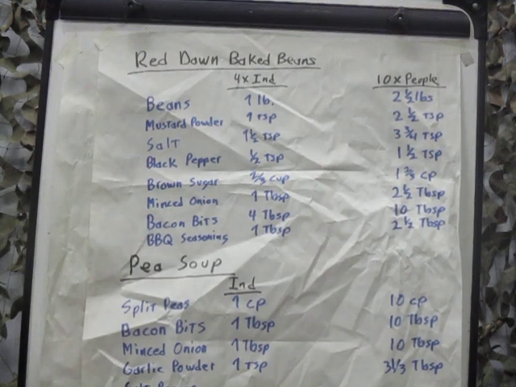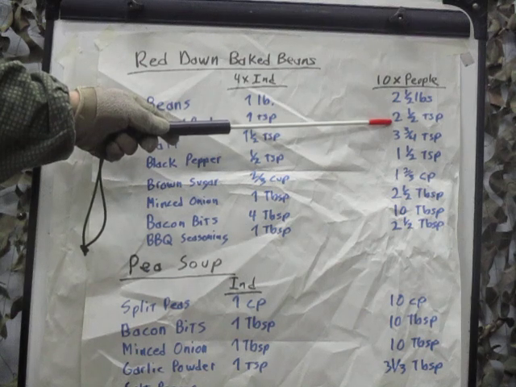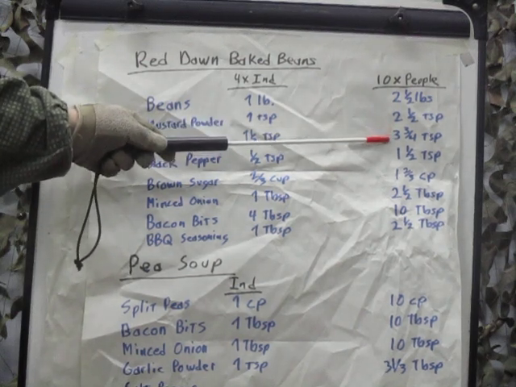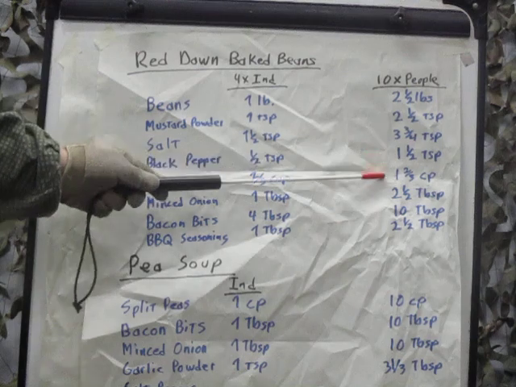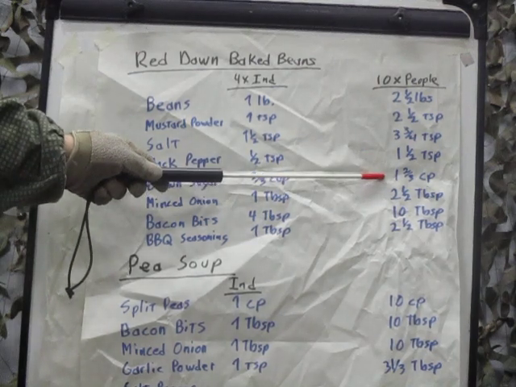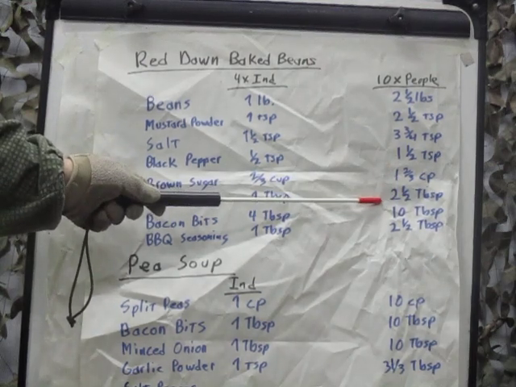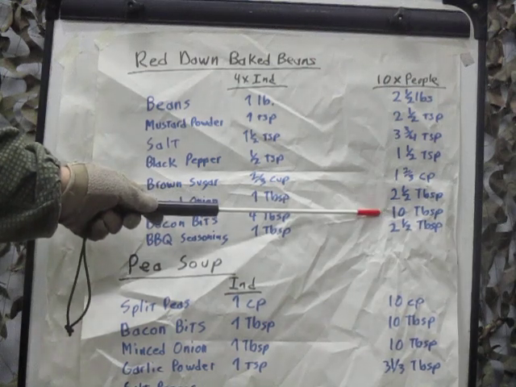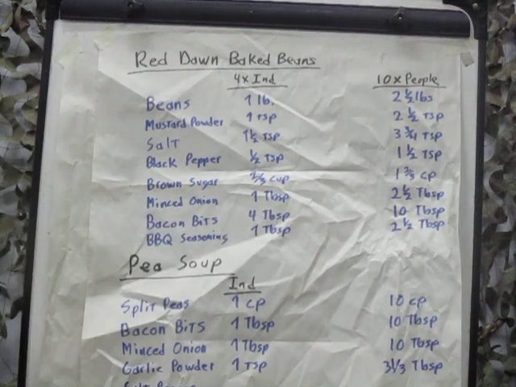Barbecue seasoning 1 tablespoon. Now adjusted for 10 people for 1 meal comes out to 2.5 pounds of beans, 2.5 teaspoons of mustard powder, 3 3/4 teaspoons of salt, 1.5 teaspoons of black pepper, 1 2/3 cup estimated of brown sugar, 2.5 tablespoons of minced onion, 10 tablespoons around of bacon bits, and 2.5 tablespoons of barbecue seasoning.